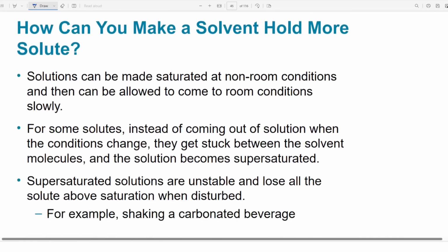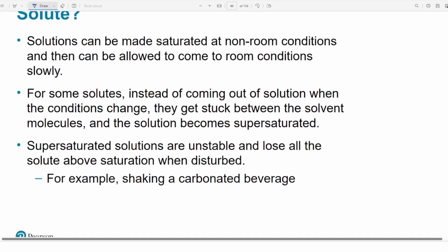How do you make a solvent hold more solute? Well, solutions can be made saturated at non-room conditions and then allowed to come down to room temperature conditions slowly. Some solutes will get stuck in between the solvent particles, and as they do, the solution can become supersaturated, meaning that the solution actually holds more solute than can normally dissolve at that temperature.